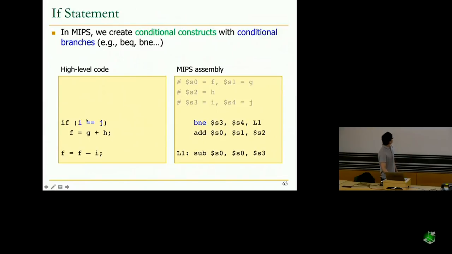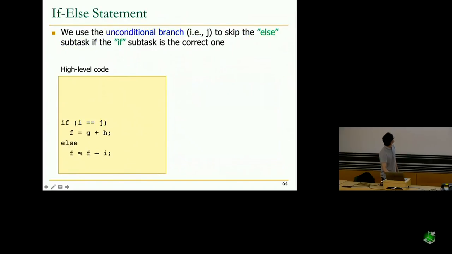and jumps in case these two registers are not equal. So if they are equal, you will execute the next instruction. If they are not equal, you will jump to some other address, some other instruction labeled by this L1 here. So if S3 and S4 are different, we go to this sub instruction that corresponds to this high-level code instruction that we have here.